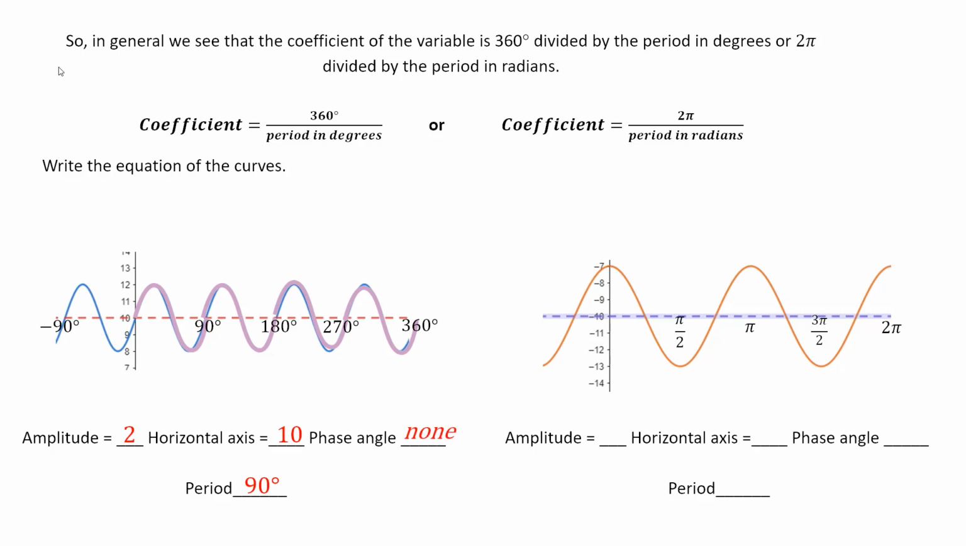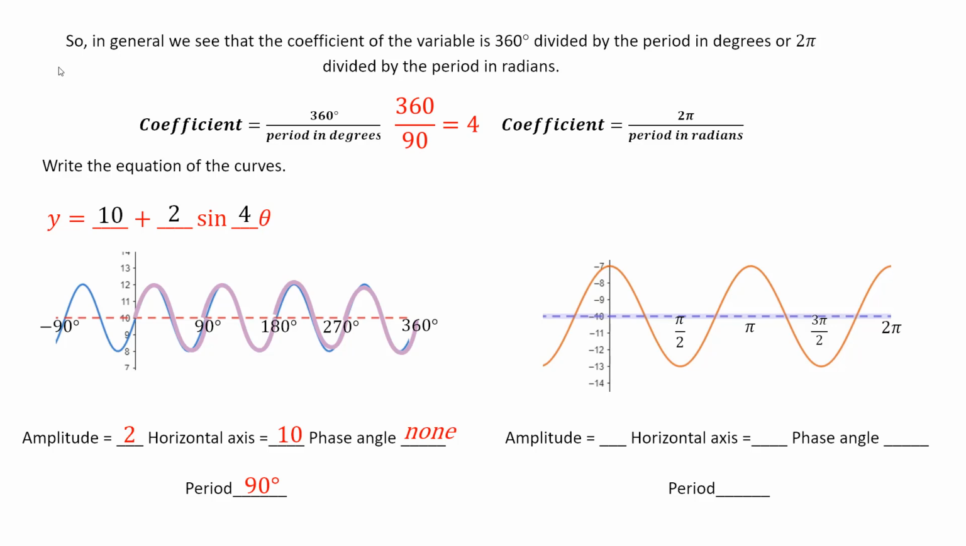So when we want to write the equation, we can think about what information we need to put in there. The coefficient on sine is going to be 2. That's the amplitude. The number we're adding to the function is 10. And then what is the coefficient on theta? Well, we know the period, so we're going to put 360 over 90. The period's 90 in this case, and that's 4. So that is the coefficient on theta for that equation.